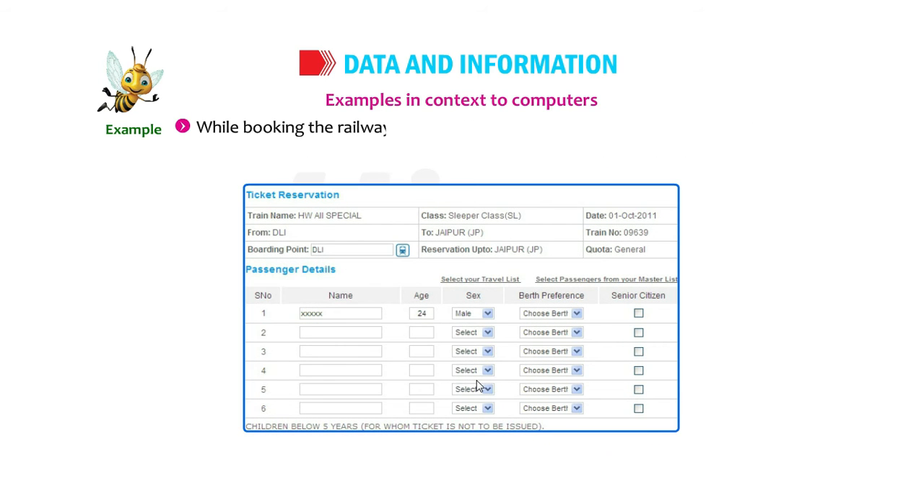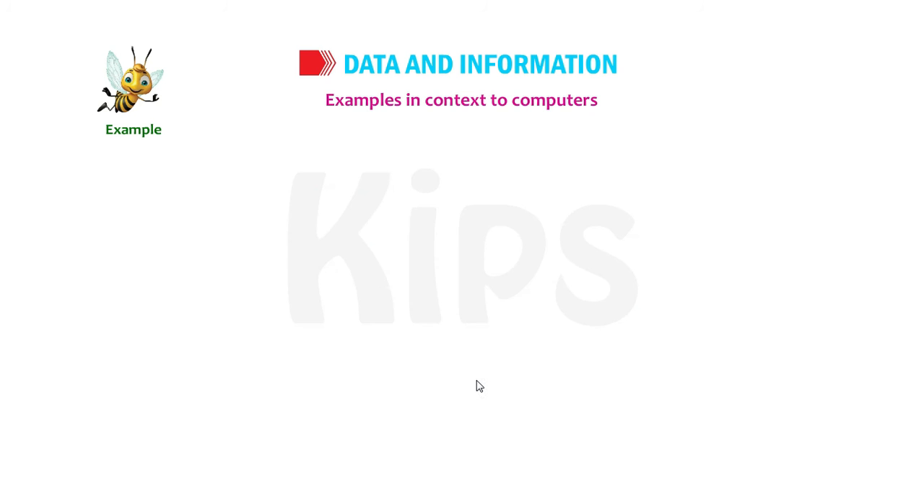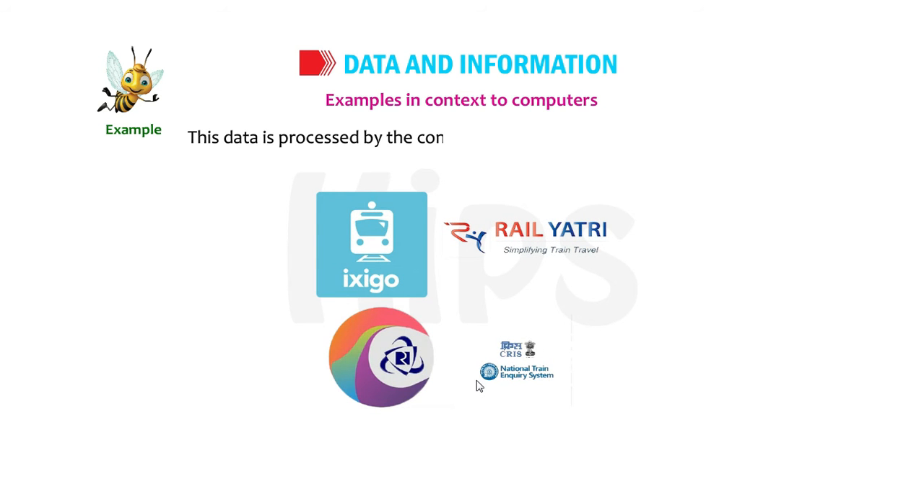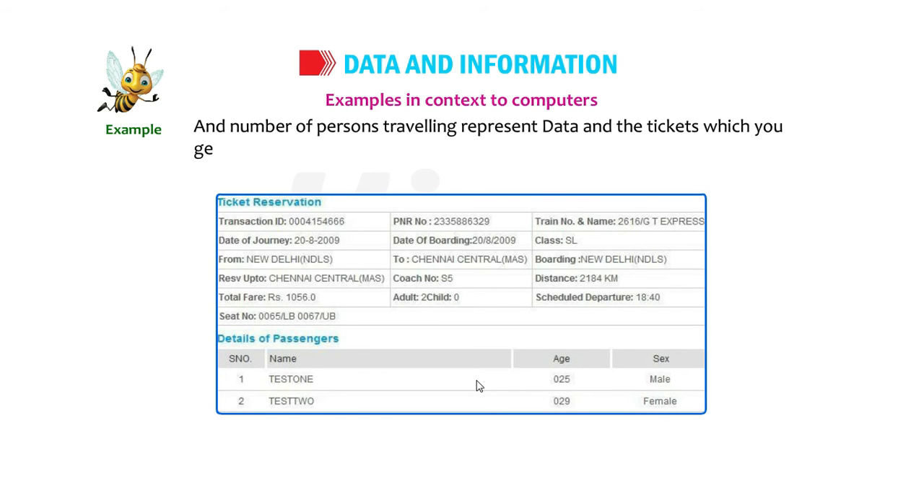While booking the railway ticket, you provide the details like source station, destination, date of journey, and number of persons traveling to the computer. This data is processed by the computer and you get the railway ticket. In this case, the details like source station, destination, date of journey, and number of persons traveling represent data, and the tickets which you get represent information.